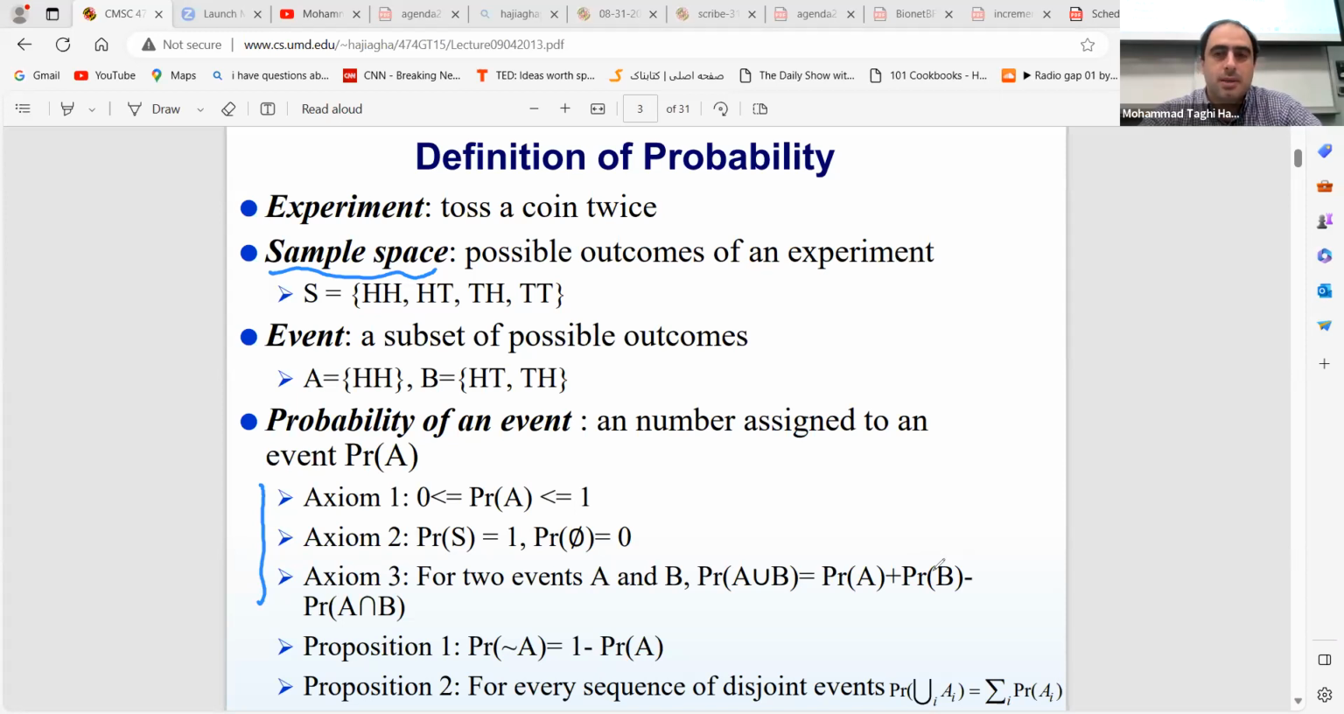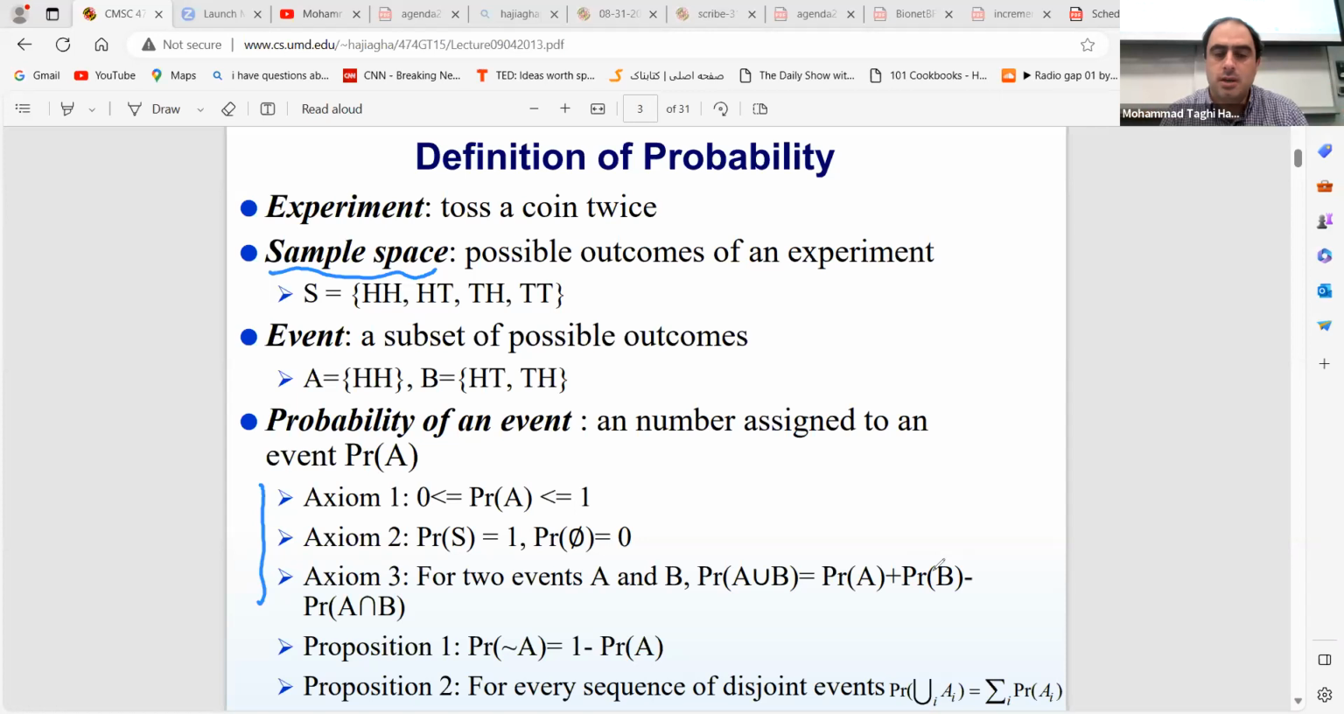So let's check this. After these axioms, we have the proposition. Proposition generally means simple lemmas, but they still need a proof. So we have propositions, then lemmas or claims, and then from there we have theorems, which are generally more substantial math and need more substantial proofs.